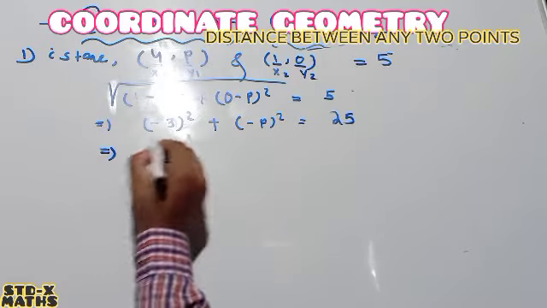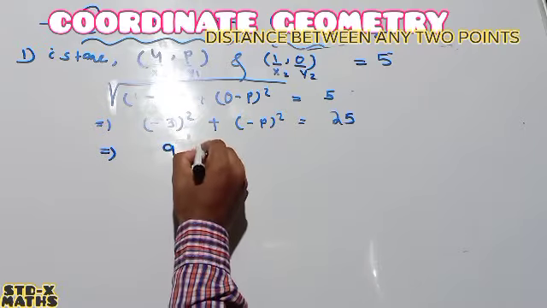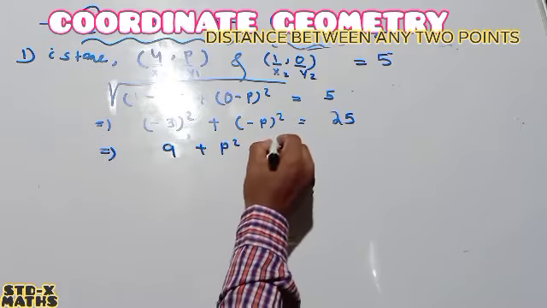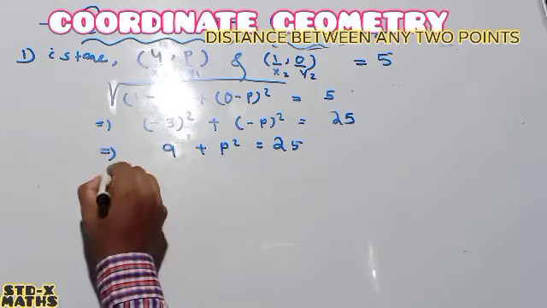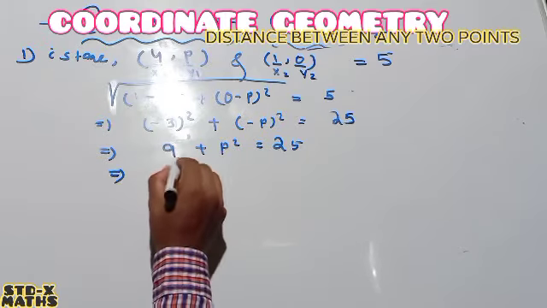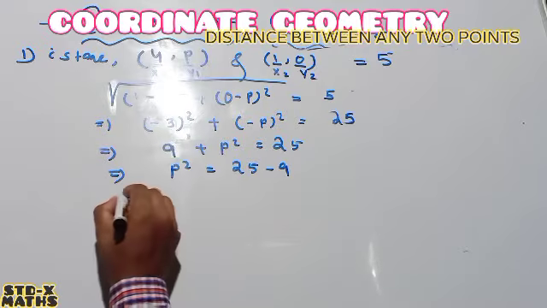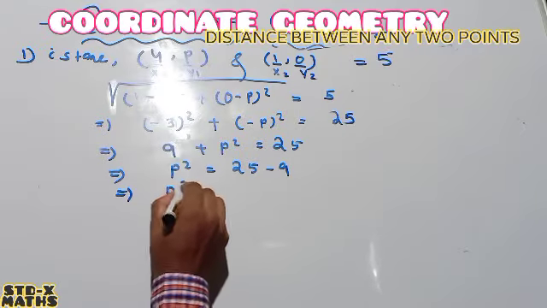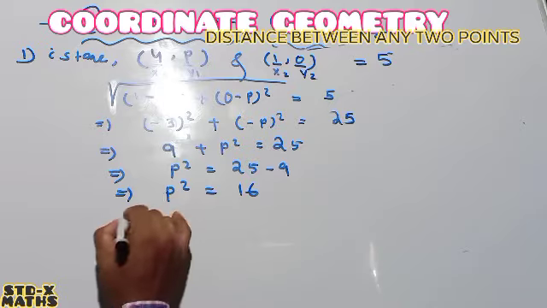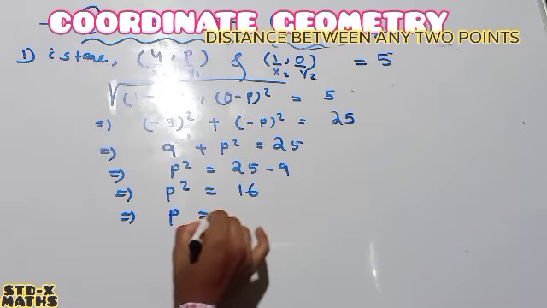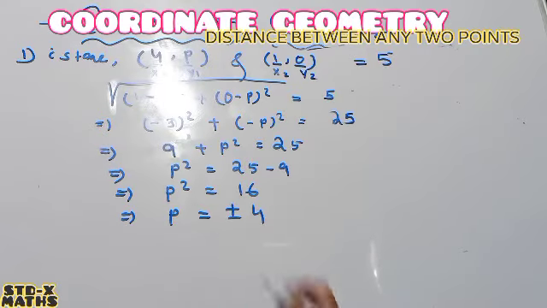So which gives us 9 plus p square is equal to 25. Which gives us p square is equal to 25 minus 9, which is equal to 16. That implies p is equal to plus or minus 4.